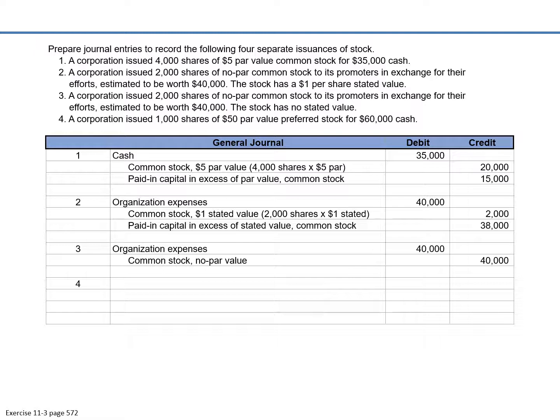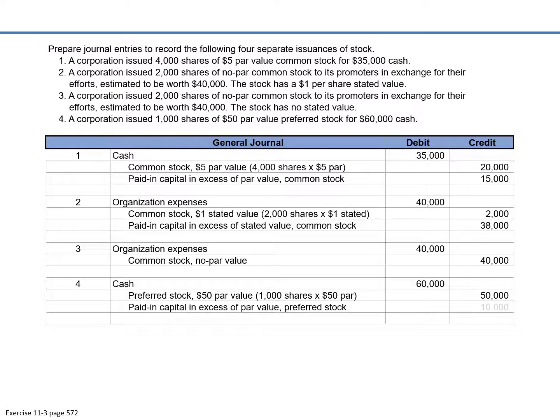In situation 4, the corporation issues 1,000 shares of $50 par value preferred stock for $60,000 cash. So we have cash of $60,000, a debit to increase it, and then we're going to credit preferred stock for the par value, 1,000 shares times $50. So we have $50,000 of preferred stock, par value, and then you have paid in capital in excess of par, preferred stock, for the difference, so your debits equal your credits. And in this case, we need a credit of $10,000.